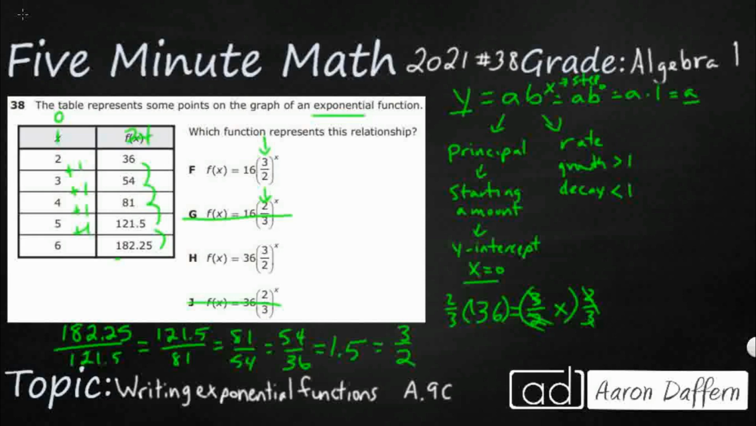Then we do the same thing. We need 2/3 of 24, right? And that is going to get you 16. So 16 now is our a. So a equals 16, our b equals 3/2. We put those together, and we've got it right here as f, and that's our answer.